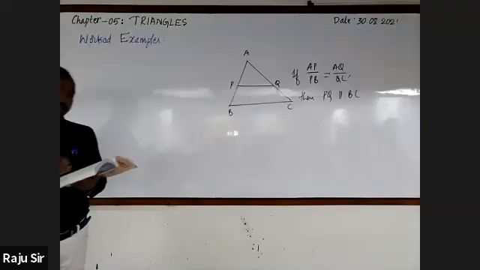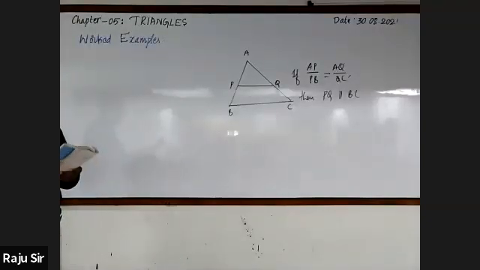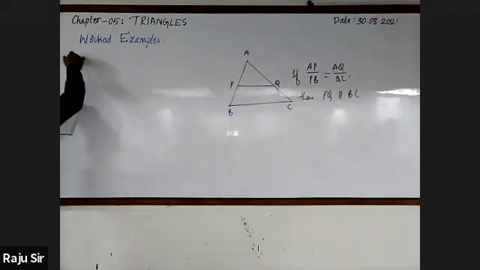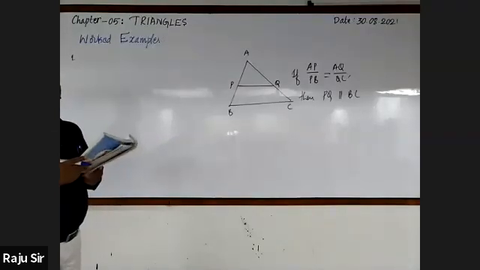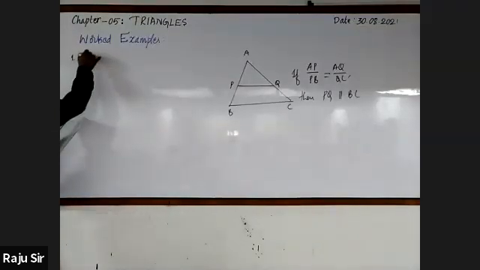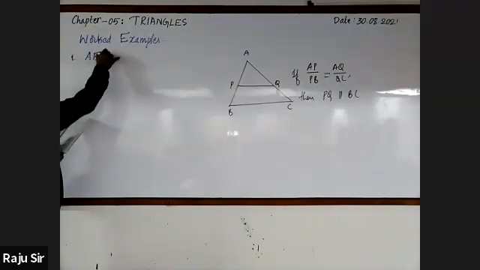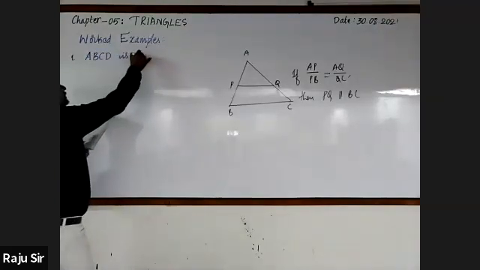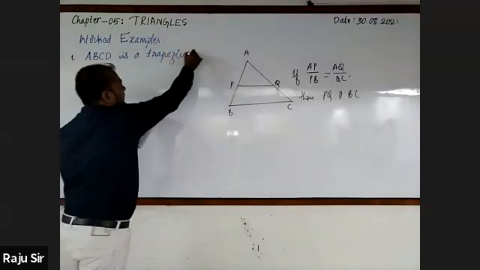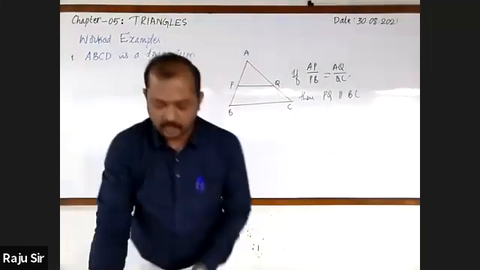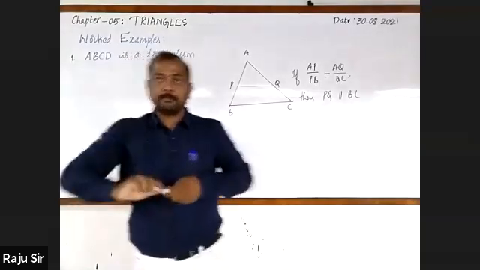Work examples. In this first one, ABCD is a trapezium, with AB parallel to DC.